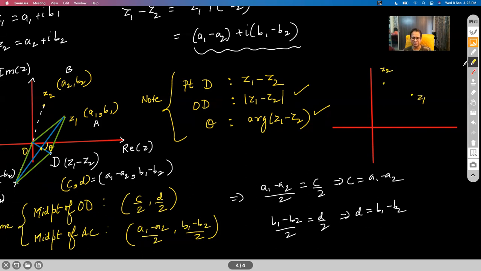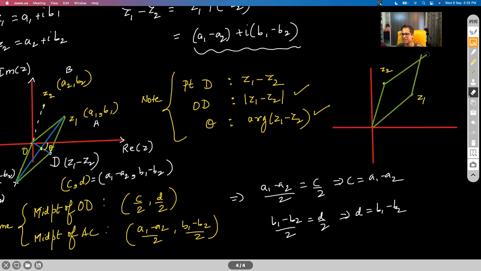Now please understand this very, very important fact. When you talk about the OD length, and let me just complete the diagram over here. So this point was actually Z1 plus Z2, right? We had already discussed it in our previous slide, correct? Now, what I claim here is that this OD length is actually equal to the AB length over here. So if you join A and B, this AB length is actually the same as the OD length.